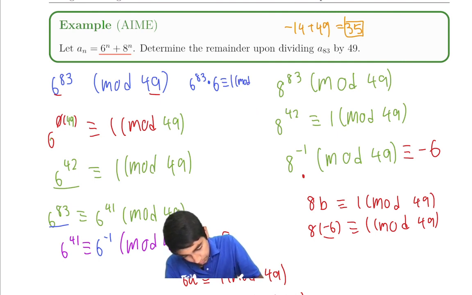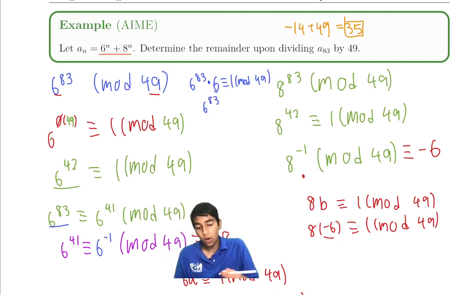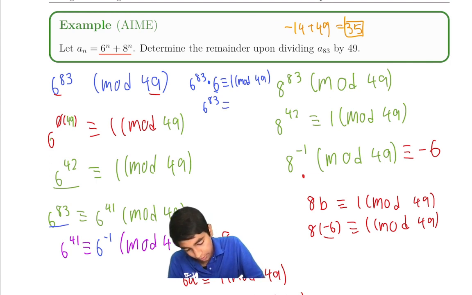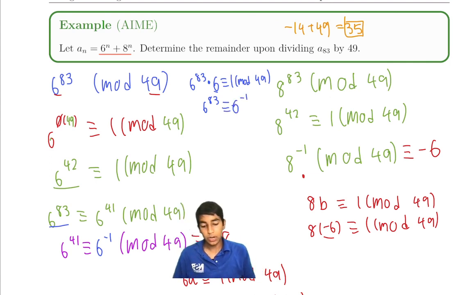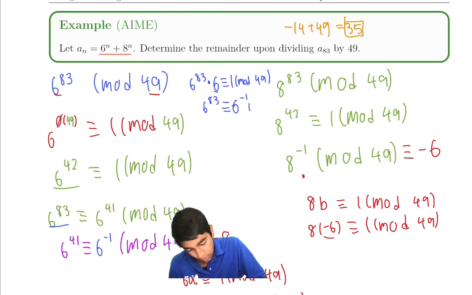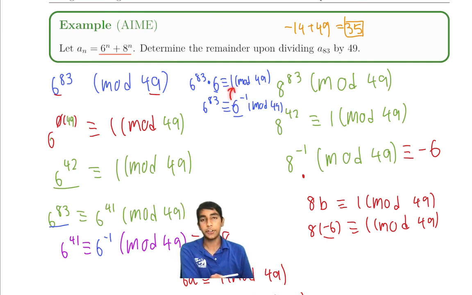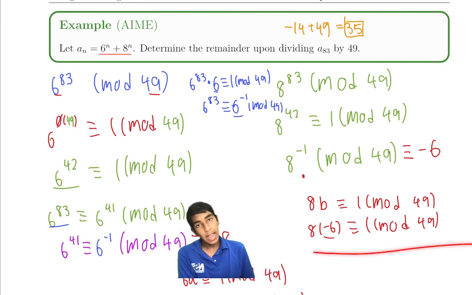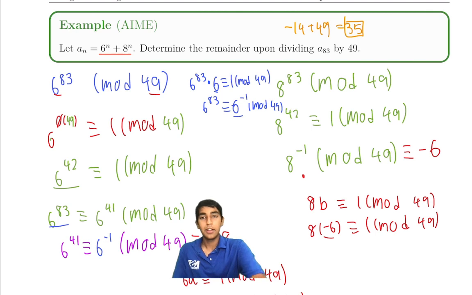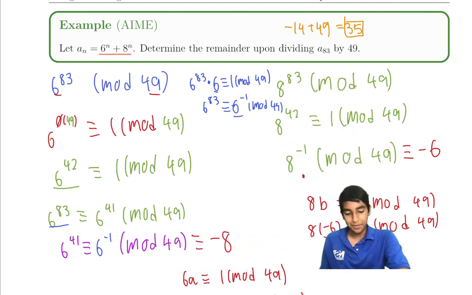So 6 to the 83 is just whatever number times 6 is equal to 1 mod 49. So it's going to be equal to the modular inverse mod 49, because it's whatever number times 6 would be equal to 1. Right? The reason this is true is that if we multiply 6 to the left side and the right side, we get 6 to the 84, and 6 times the modular inverse is just 1. So we get 1 here. That's essentially the logic behind this, if you found the previous explanation unclear. We did the same thing for 8. And then we just added them up and did our basic mods at the end. And that's it. We're done.